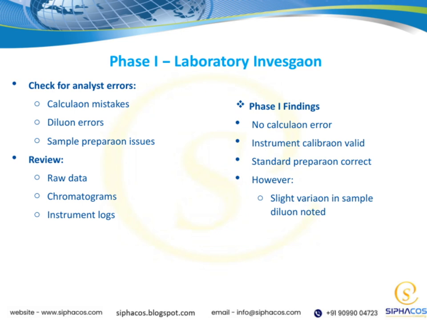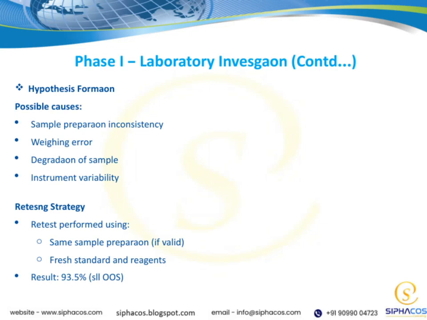Moving on to the laboratory investigation itself, our next step is to check for any possible analyst errors. That includes reviewing calculation mistakes, dilution errors, or issues with how the samples were prepared. To get to the bottom of this, we'll review raw data, analyze the chromatograms, and examine the instrument logs. These steps will help us determine if any procedural errors occurred or if other factors contributed to the variation we observed. Overall, this thorough review is essential to maintain confidence in our results and to identify any areas where we can improve our process. Let's take a closer look at our retesting strategy.